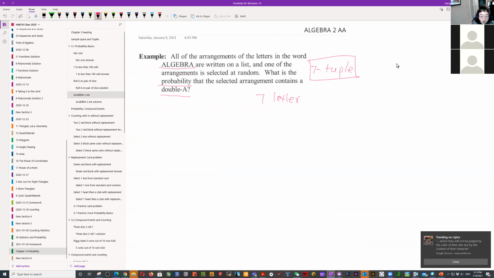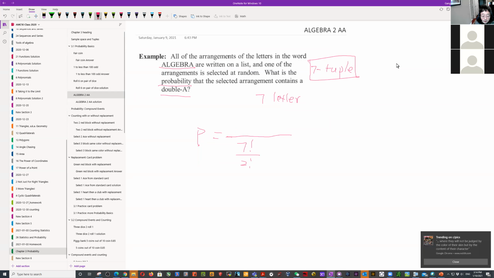And so the sample space is all the ways to arrange those 7 letters. How many possibilities are out there? Obviously we have 7 letters, but we have 2 A's, so it's actually duplicated. Right now I'm just doing the probability, because it's a counting problem with 7 tuples. So the whole sample space is actually 7 factorial divided by 2 factorial.